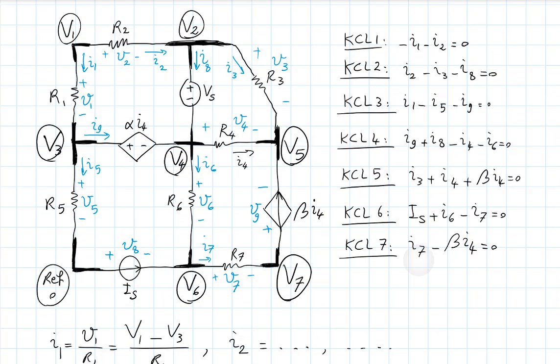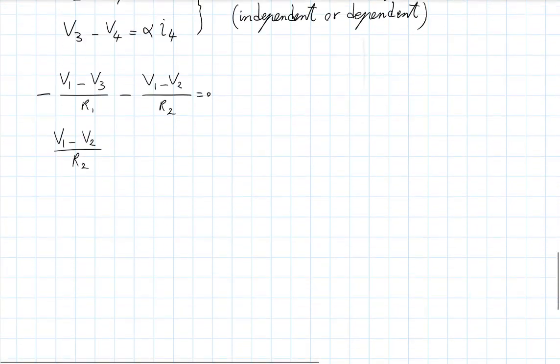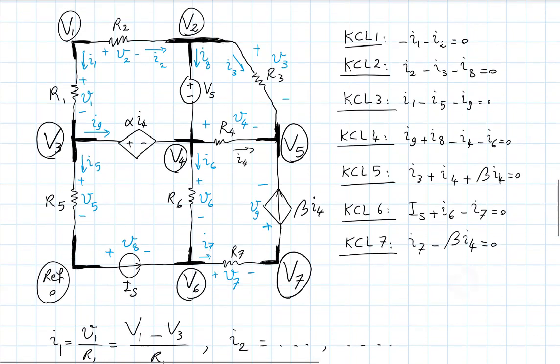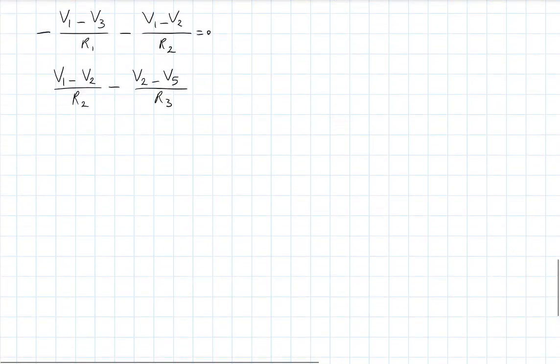And then it has minus I3. And I3 in this case is little V3 over R3. But little V3 itself is big V2 minus big V5. So V2 minus V5 divided by R3, minus I8. Now I8, as we just talked about, is not something that you can relate directly to node voltages V2 and V4 because it's the current of a voltage source. So just keep it as it is, minus I8 equals 0.